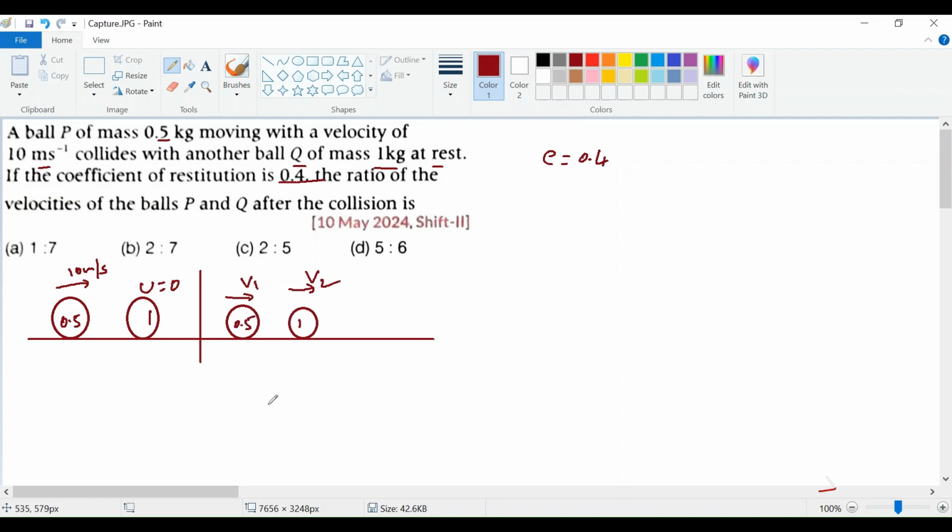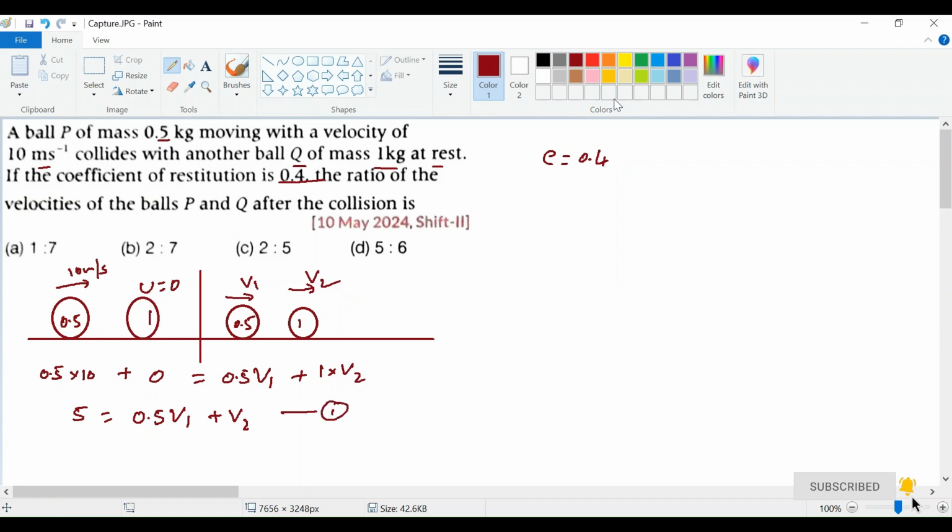Apply momentum conservation because external force is 0. m1 u1, that is 0.5 into 10, plus m2 u2, which is 0, is equal to m1 v1, 0.5 v1, plus m2 v2, 1 into v2. If you solve this, 5 is equal to 0.5 v1 plus v2. Let this be the first equation.